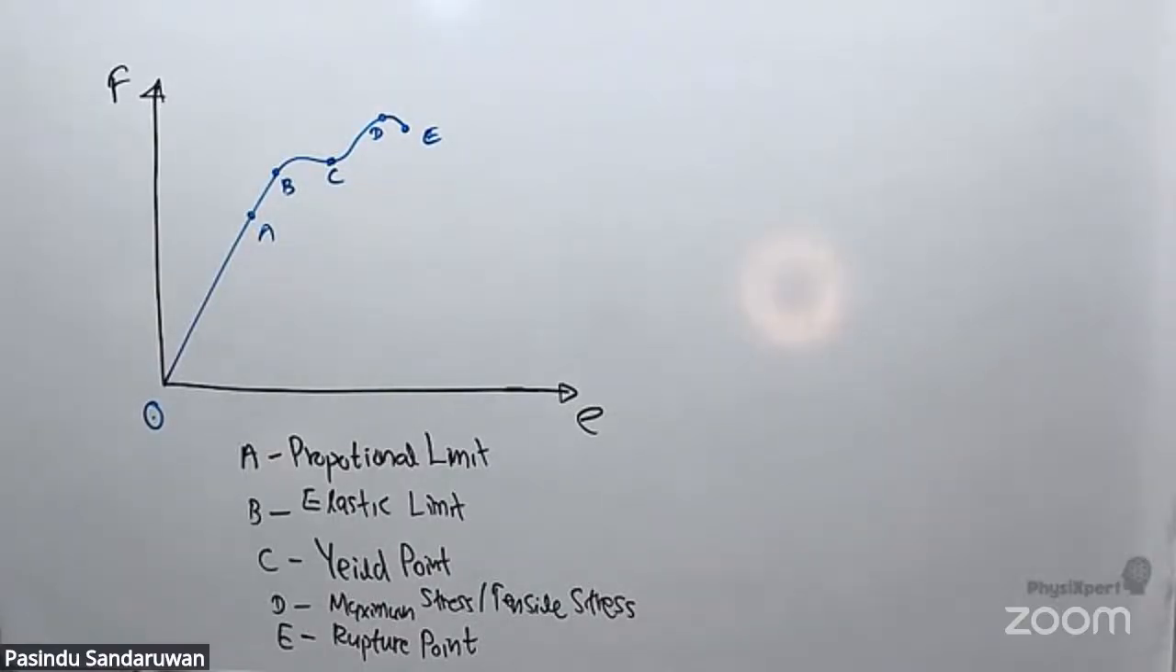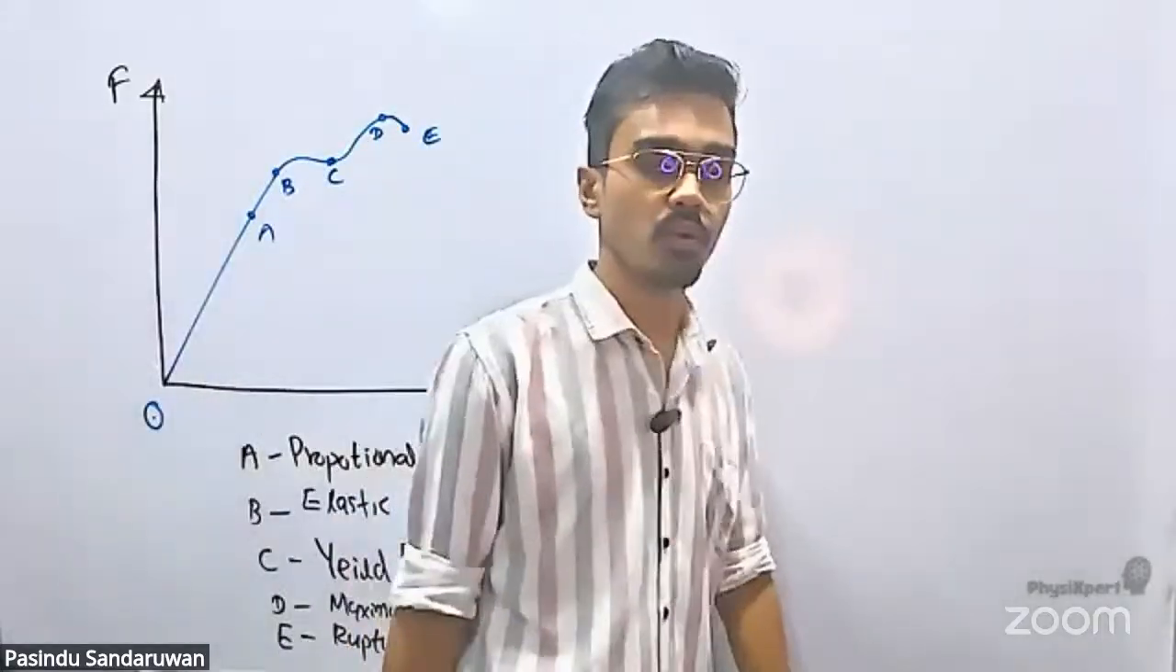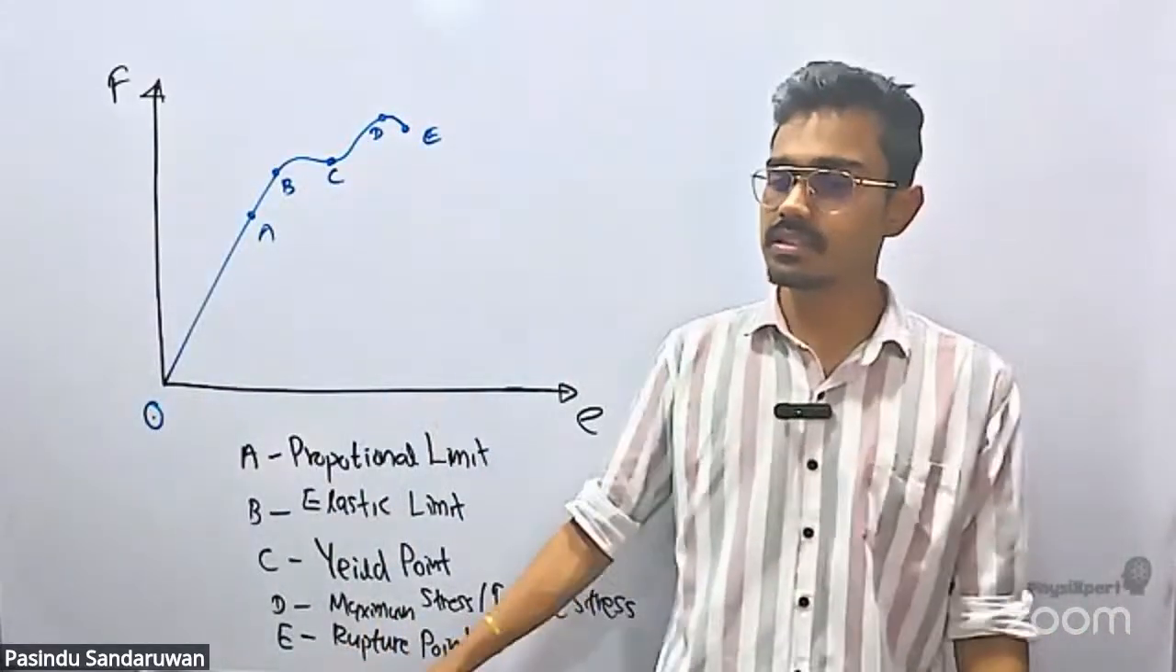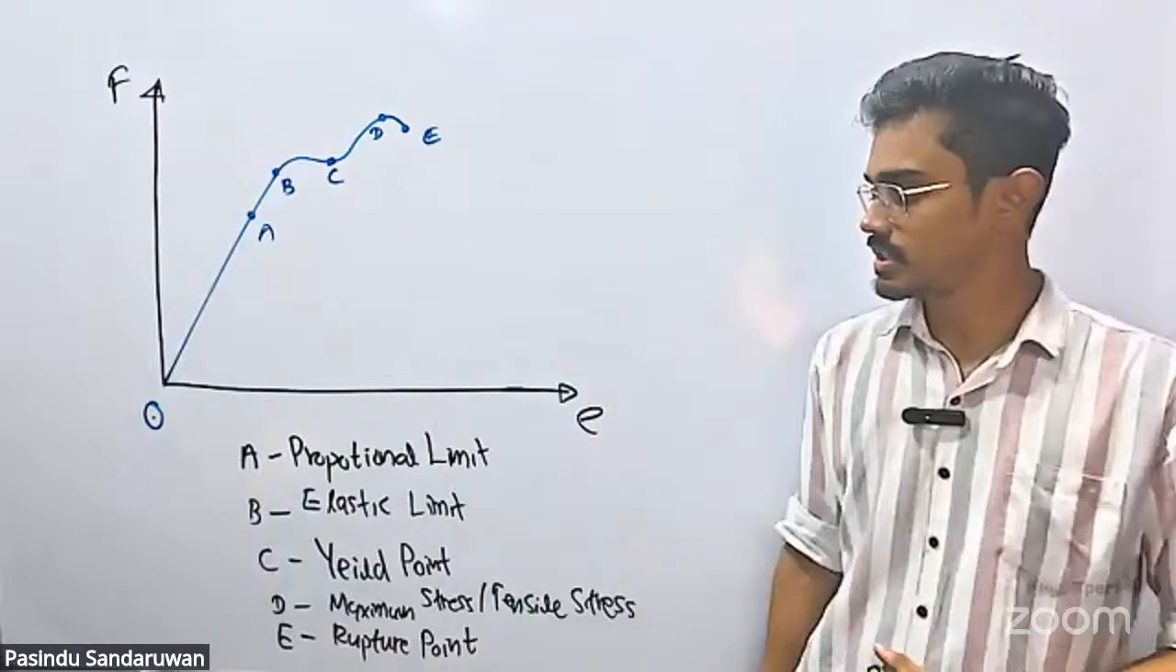Now let's see what's happening here, one by one, and what causes this variation, starting from here. Okay, take it down.